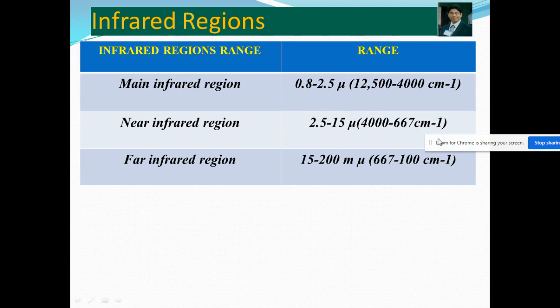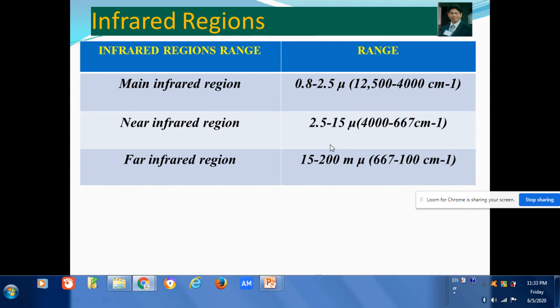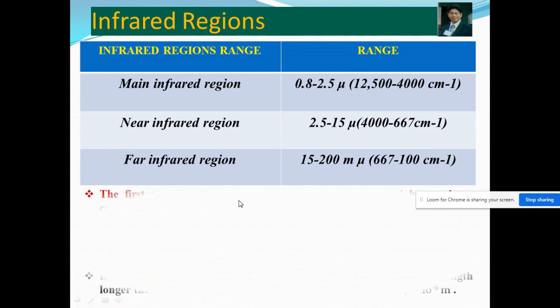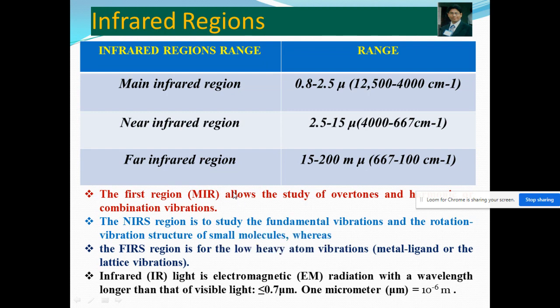Now, the infrared regions. The mid infrared region belongs to 2.5 to 25 micron, that is 4,000 to 400 centimeter inverse. The near infrared region belongs to 0.8 to 2.5 micron, that is 12,500 to 4,000 centimeter inverse, whereas the far infrared region belongs to 15 to 200 micron, that is 667 to 100 centimeter inverse.